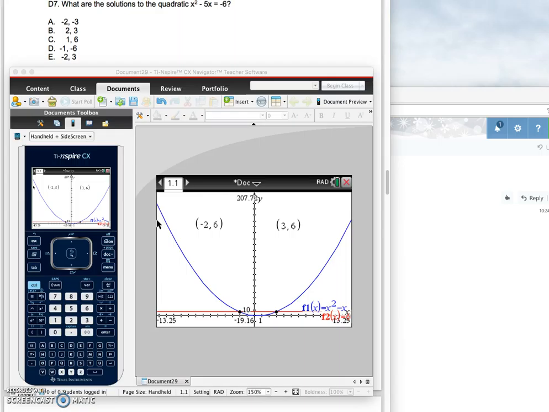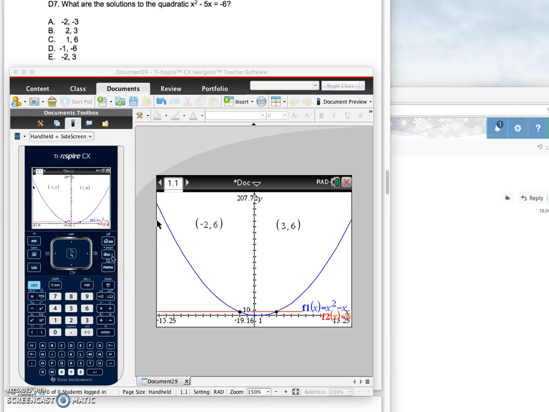Okay, in this problem it says, what are the solutions to the quadratic x squared minus 5x equals negative 6? Now, again, there are a couple ways to do this. Solutions are the x values, but what I want to show you is how we can actually use this graphically, and then I'll show you how to do it the other way, okay?